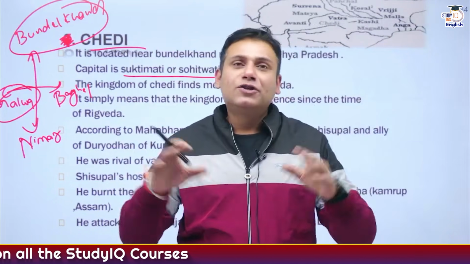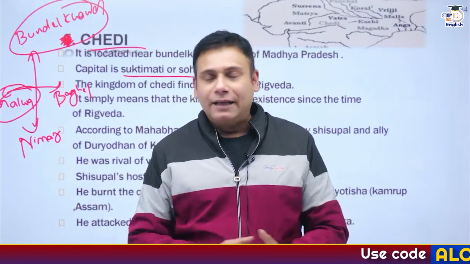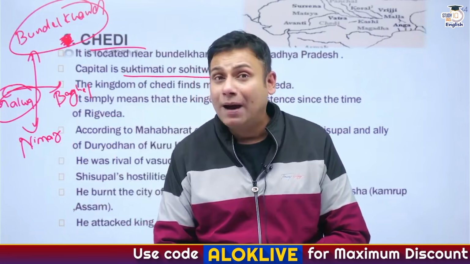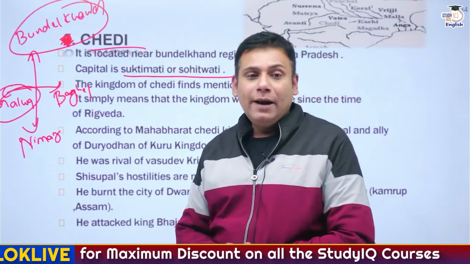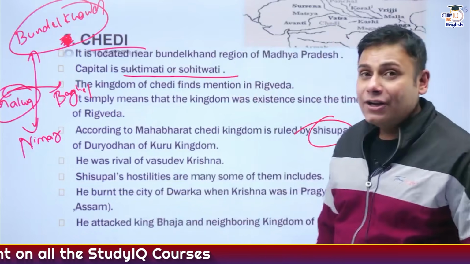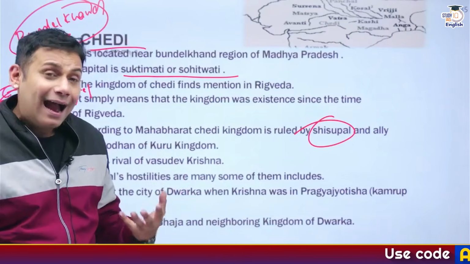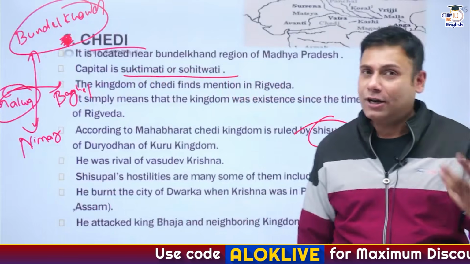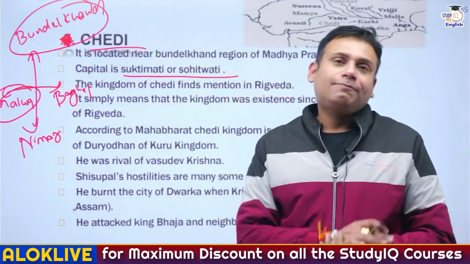Now, there are different stories associated with the Chedi Mahajanpad. It is believed that Chedi Mahajanpad, as per the Mahabharata, was ruled by one of the characters whose name was Shishupal. I repeat, one of the characters whose name was Shishupal. And Shishupal was a very good friend of Duryodhan. He was an ally of Duryodhan, and he had animosity with Vasudev Krishna ji or Lord Krishna. How? Now, there's an interesting story behind this.